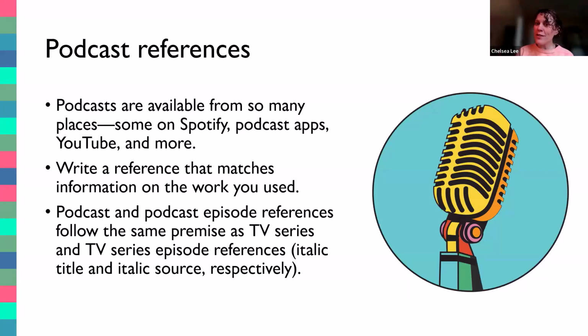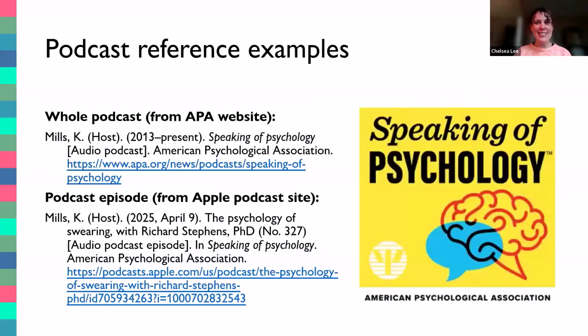The premise is similar to writing a reference for a TV episode versus a TV series, in terms of the italic title versus italic source. If we look at the next slide, which has the example references on it, here we can see an example reference for a whole podcast versus a podcast episode. I showed them different just to show you what it would look like. This is an APA podcast called Speaking of Psychology. It's really great. You should check it out if you haven't heard of it before.